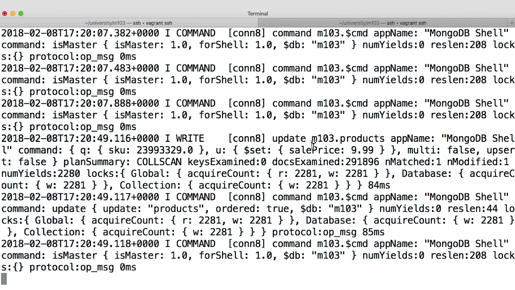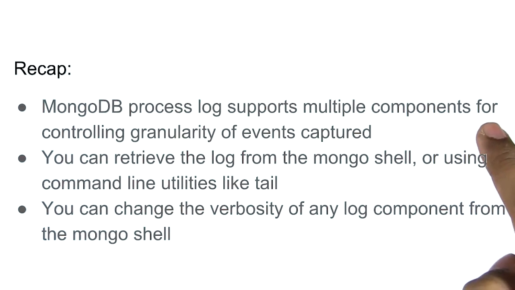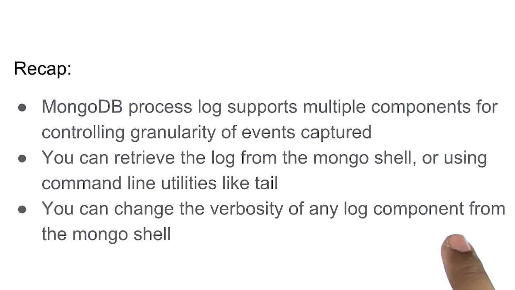Let's recap. The MongoDB process log supports multiple components for controlling granularity of events captured. You can retrieve the log from the Mongo shell or by using command line utilities like tail. Finally, you can change the verbosity of any log component using the Mongo shell.